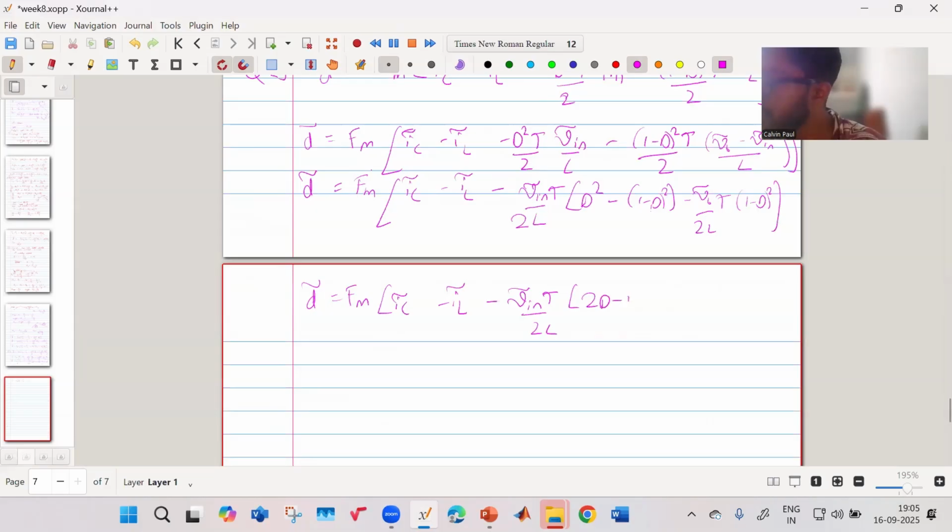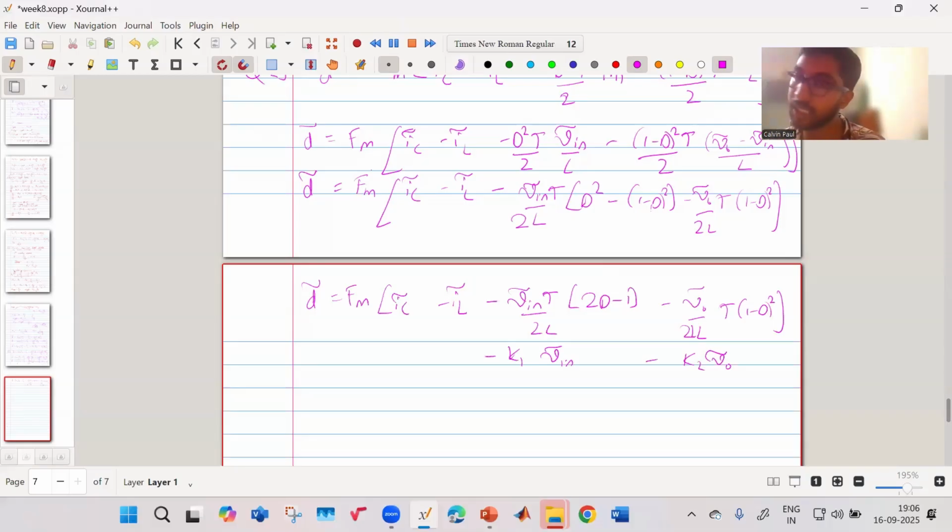Yes, you have told it is 2D minus 1 minus V output perturb term, 2L T into 1 minus D square. Because the questions are framed like minus k1 into V in perturb term minus k2 into V output perturb term, right? Accordingly. So that's why you must be very careful about the signs. Very, very careful, right? If you switch the signs, you have done all of it correct, but you have messed up in the signs. But in MCQ, you don't have steps for marks. Okay, so there you'll be the loser.